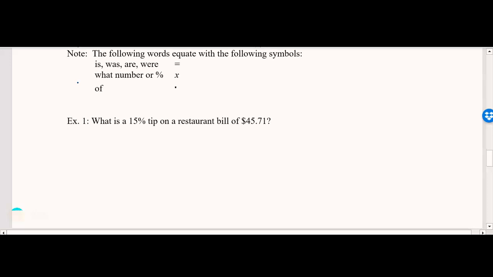Now let me read this first. What is a 15% tip on a restaurant bill of $45.71? You could go ahead and just start right there if you already can figure out what you need to do. But you could also rewrite it. What we're really asking is, 15% of 45.71 is what number?